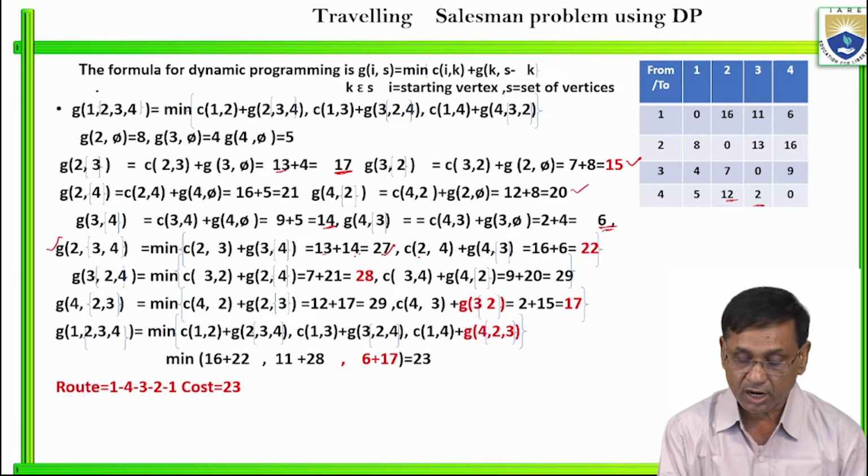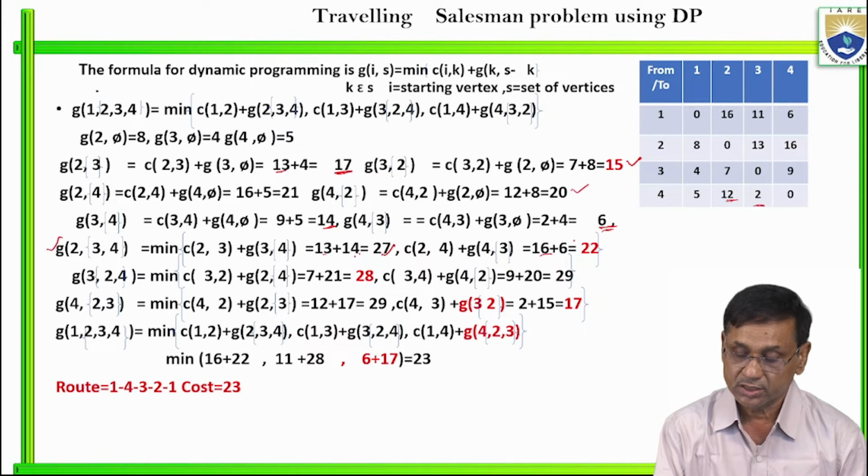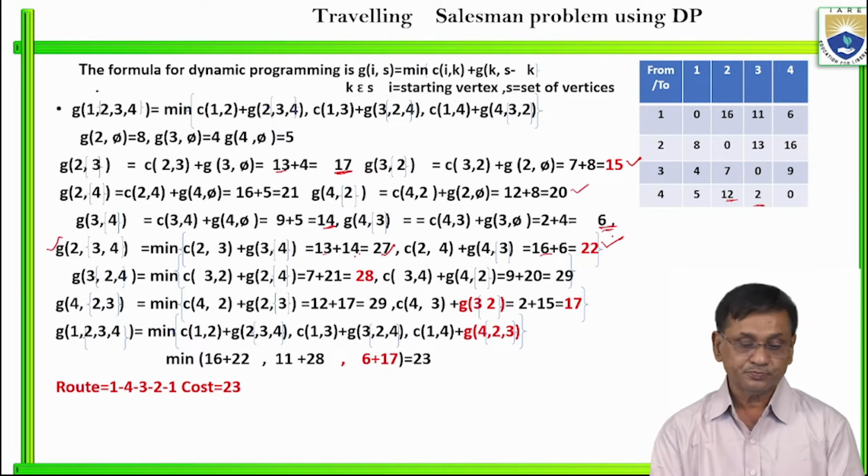Next, cost of going from 2 to 4. So cost of going 2 to 4, that is C of 2 to 4, plus cost of going from 4 to the remaining set of vertices, that is {3}. 2 to 4 is 16 and G of 4 comma {3} we have already calculated, that is equal to 6. So 16 plus 6 is equal to 22.